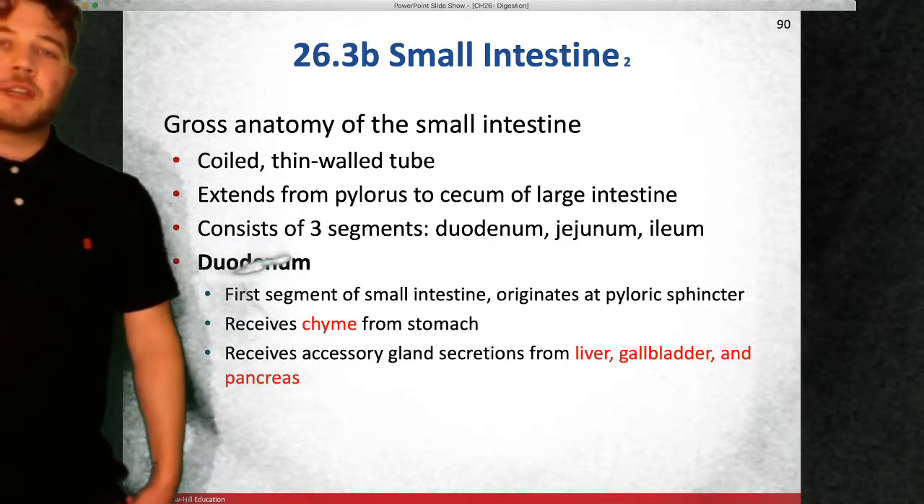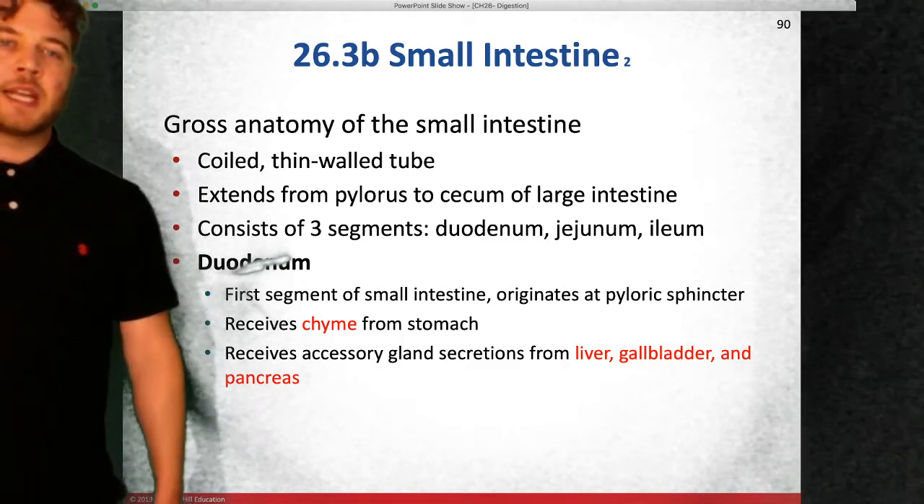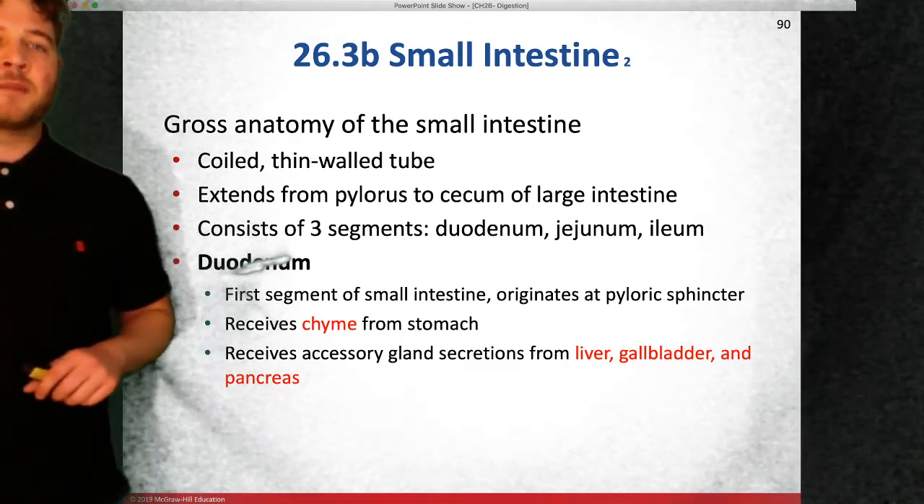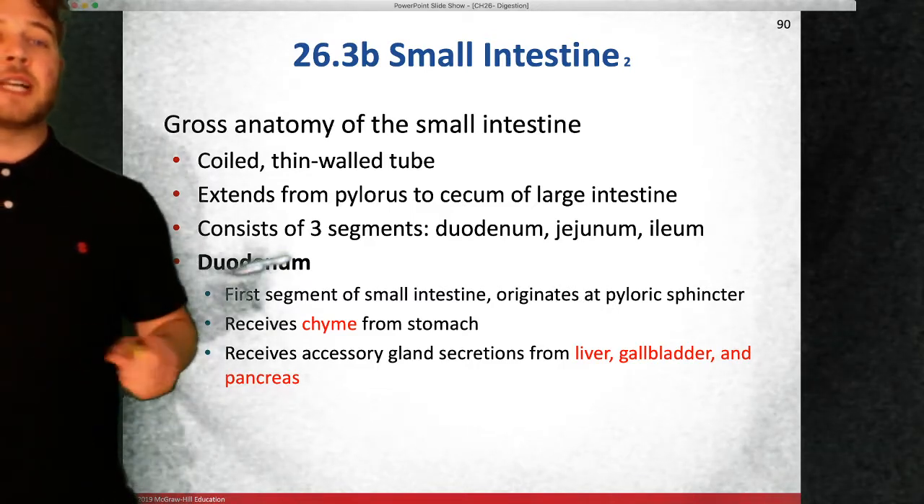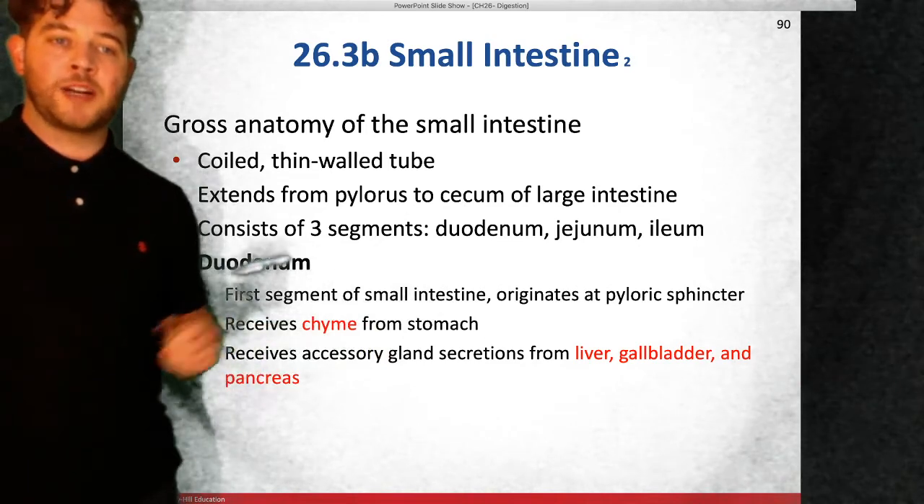It is a coiled, thin-walled tube going from the pylorus to the cecum of the large intestine. Its first segment is the duodenum, originating at the pyloric sphincter, receiving chyme, as well as the accessory gland secretions from the liver, the gallbladder, and the pancreas.